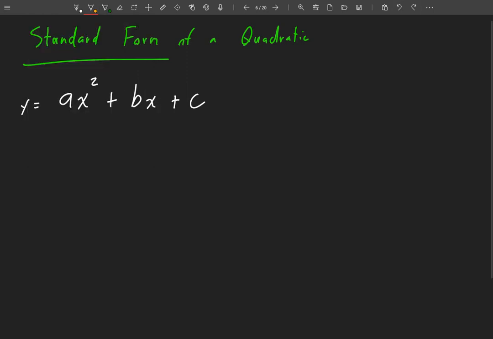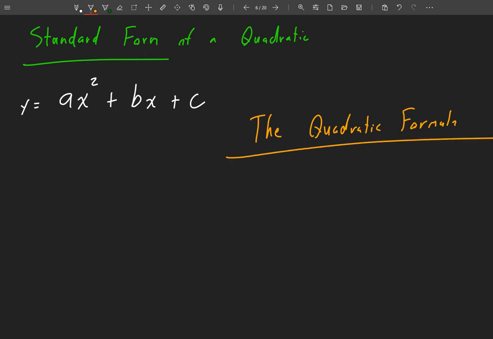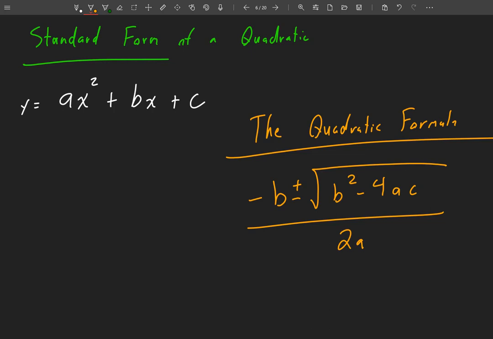Let me see what color. Here we go. So here it is formally, the quadratic formula. And here it is. It's going to look real nasty and confusing, but I promise it's not that bad. x equals negative b plus or minus the square root of b squared minus 4 times a times c, all divided by 2 times a. I'm going to give you a second to write that down if you're taking notes.